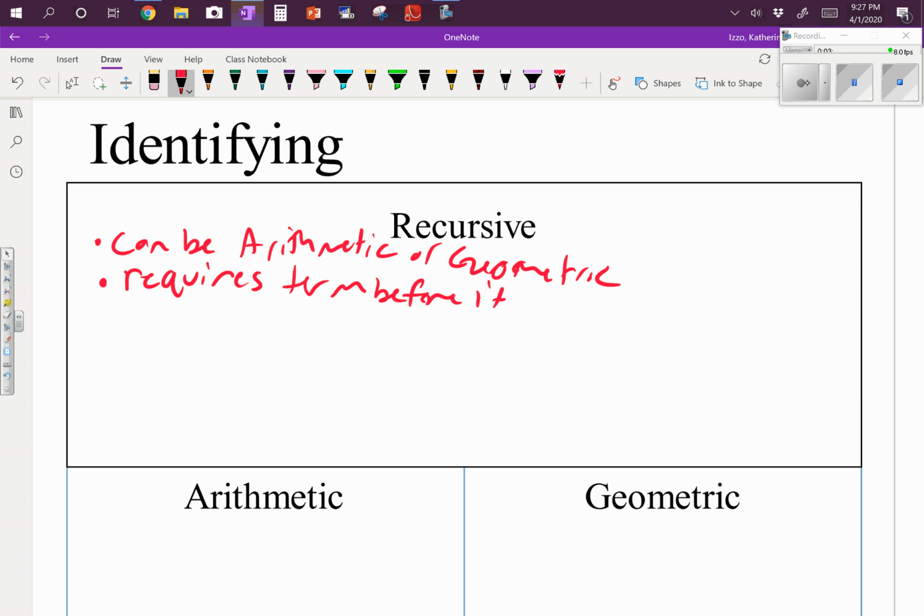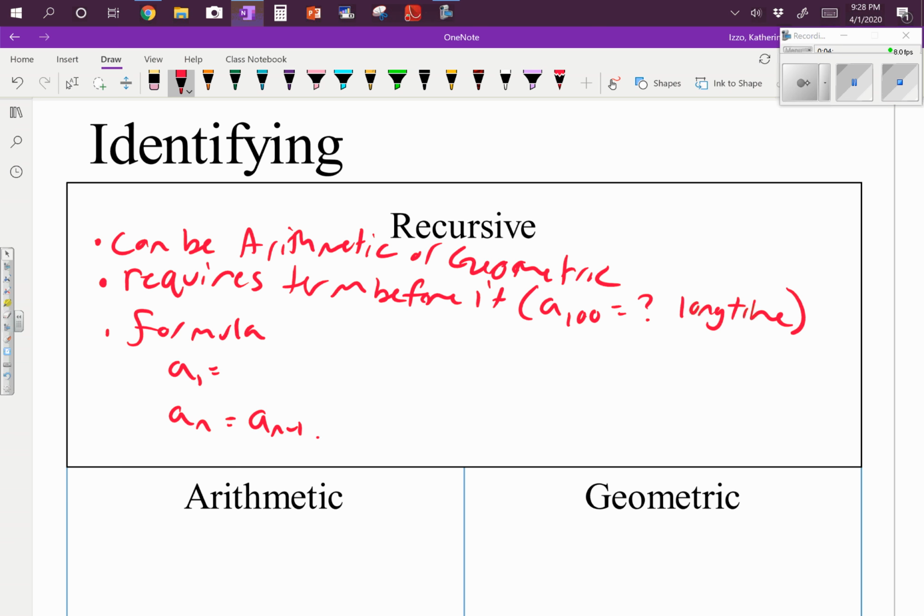So if you notice the recursive form, it's really hard to get to A100. Finding A100 would take a long time. We can do it, but it would take a really, really long time. The formula is always A1 equals, and then AN equals AN minus 1, and then whatever is happening to it. So this is where we start, and this is what happens to it, how we get to the next one.